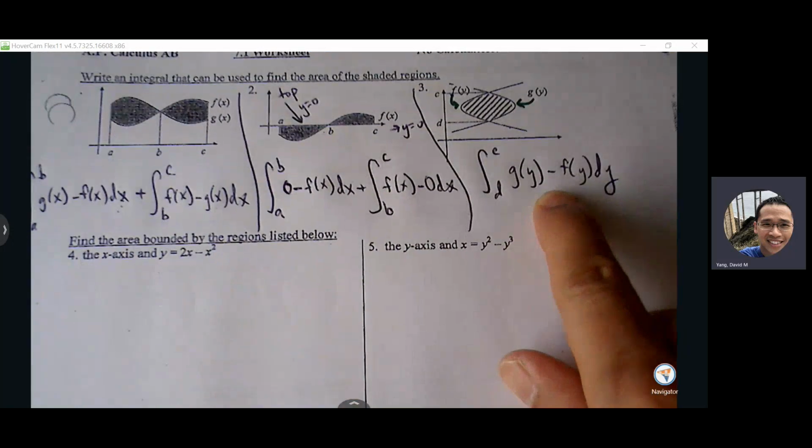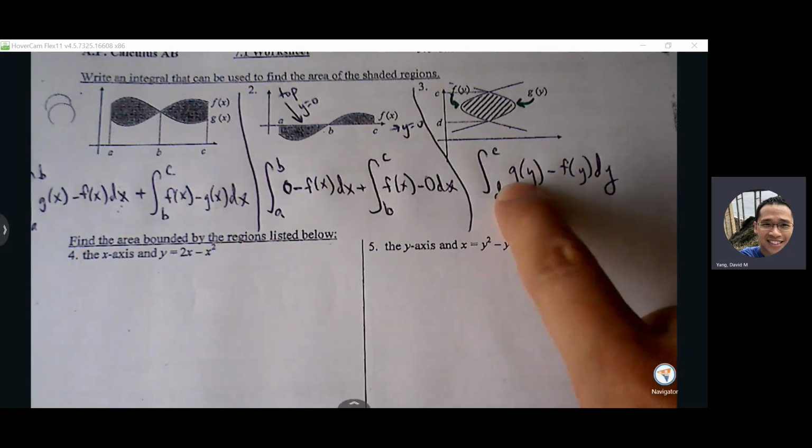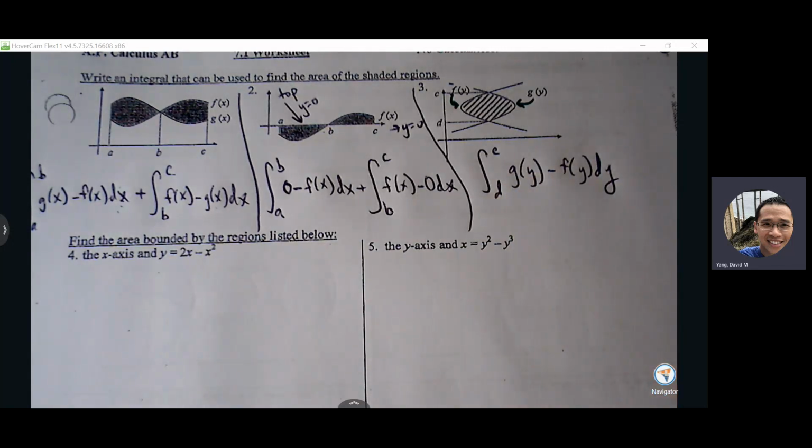Typically, your right minus left will look a little more strange to you because these equations are going to be in terms of y, which you're not as familiar with. We're used to seeing functions with y on the left and x on the right, but everything's going to be flip-flopped.